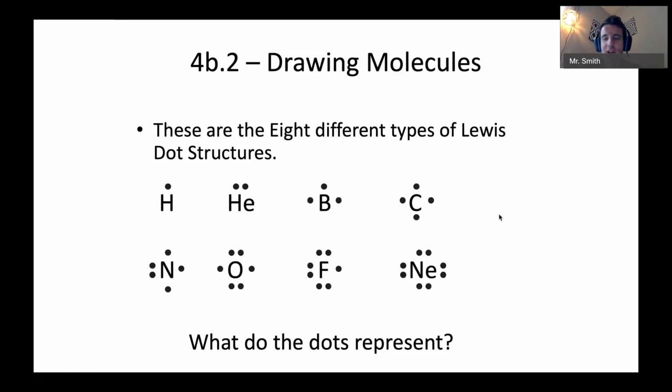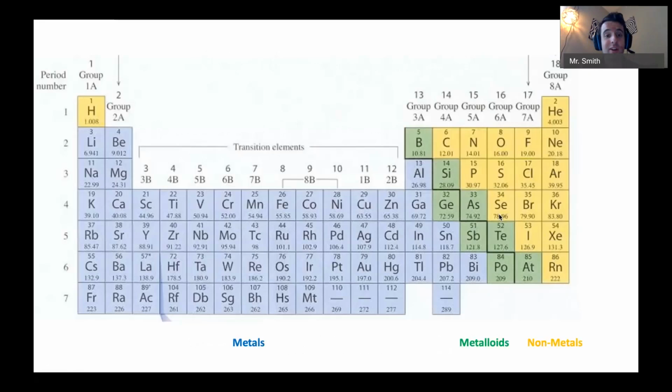Pause the video if you need more time. Here's what they represent. Valence electrons. What? Okay. So you'll notice that hydrogen over here has 1 valence electron. Helium over here, it's got 2.